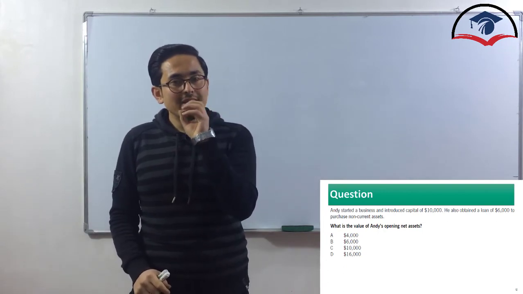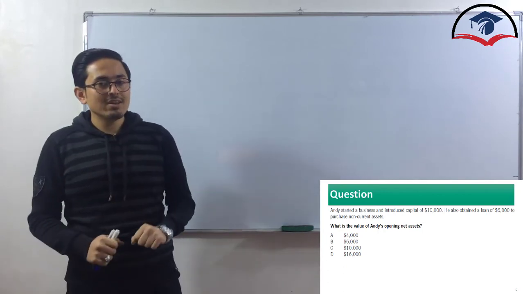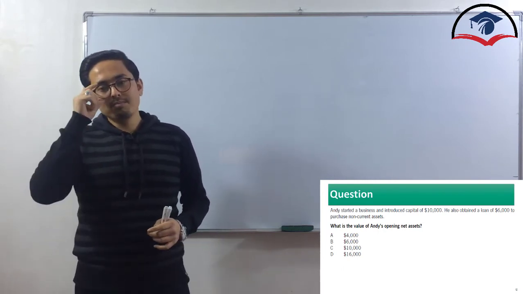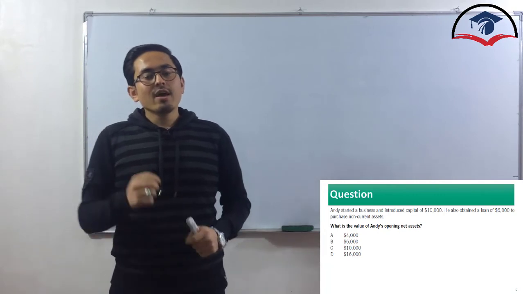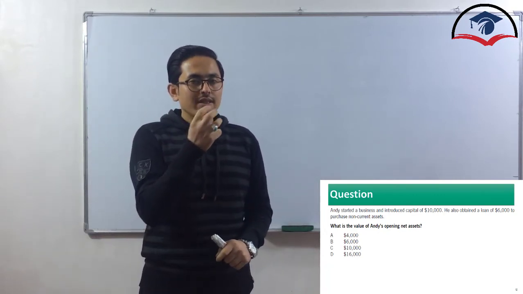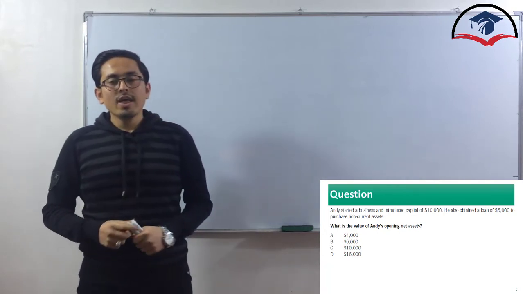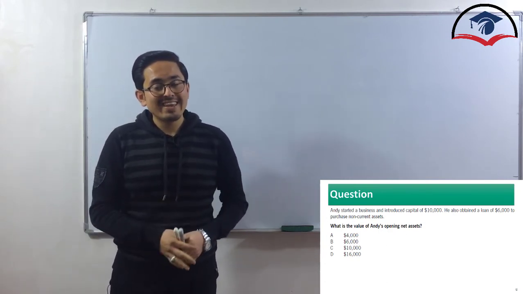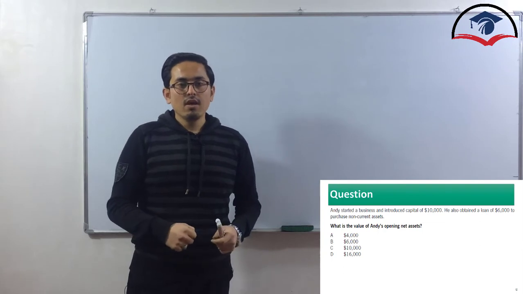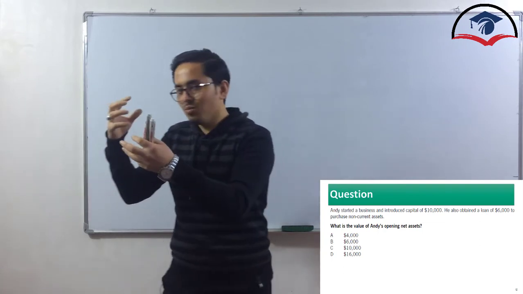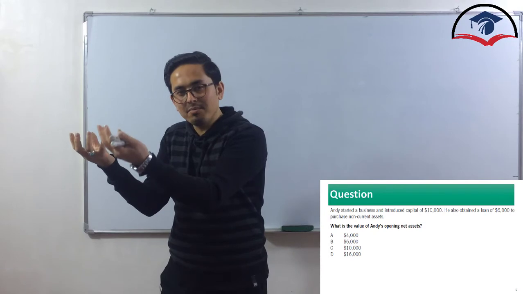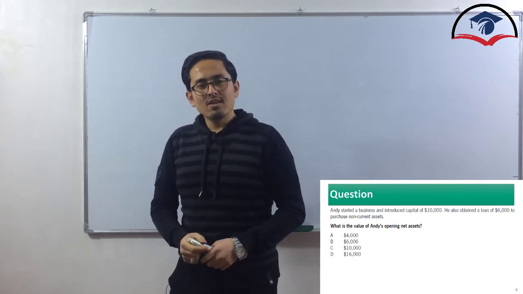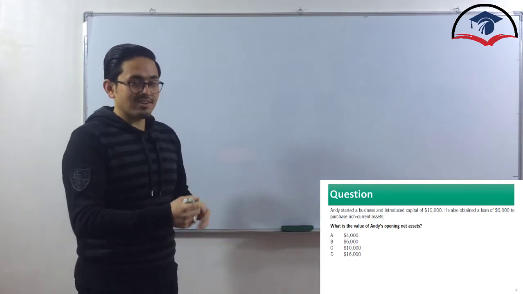The question is the opening net asset. They ask us, what is the opening net asset of Andy? Andy started a business and introduced capital of $10,000. So the capital introduced is $10,000. He also obtained a loan of $6,000 to purchase a non-current asset for the business. So the sources of the business are the loan and the capital, 6,000 and 10,000. The total sources of finance will end up at 16,000.